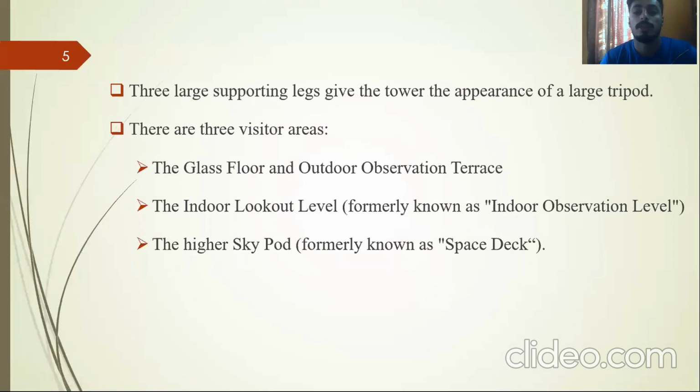The first one is the glass floor and outdoor observation terrace, which is at an elevation of 342 meters. The second one is the indoor lookout level, commonly known as the indoor observation level, which is at an elevation of 346 meters. The last one is the higher SkyPod, commonly known as the Space Deck, which is at a height of 446.5 meters. Three large supporting legs give the tower the appearance of a large tripod.